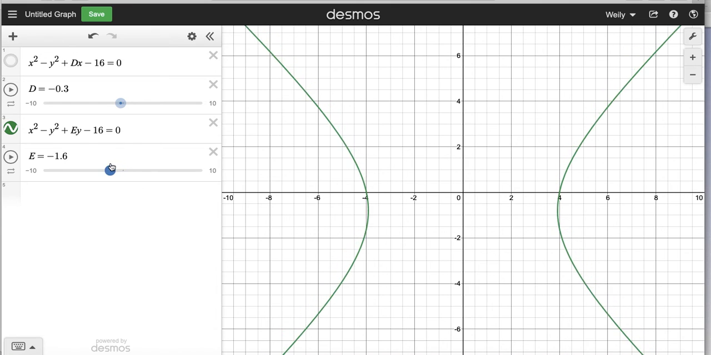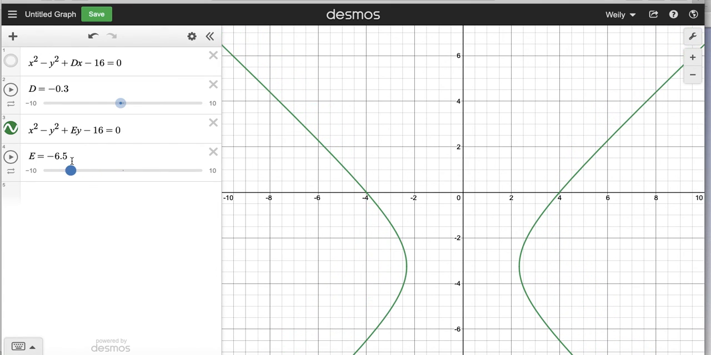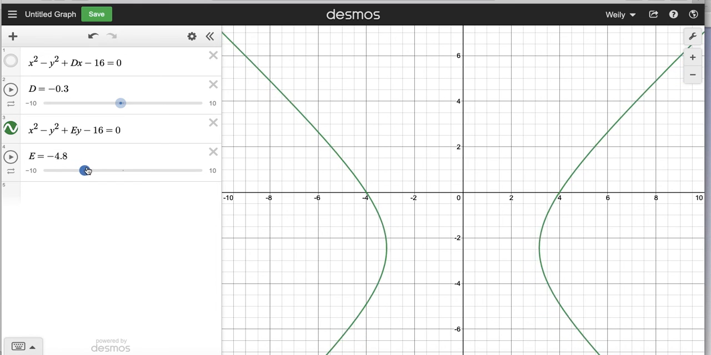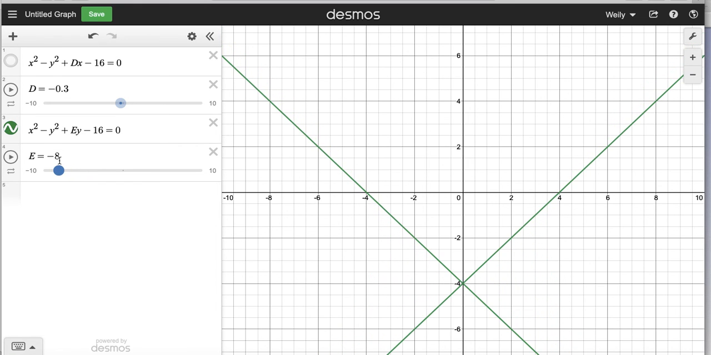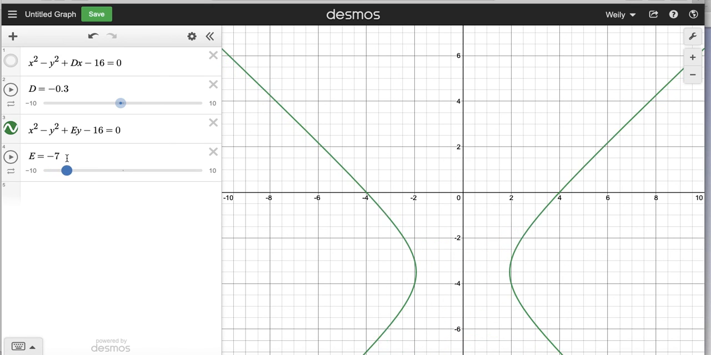And if we go to the negative, again, notice that it's vertically shifting as well. And as we go to certain values of e, it will change from trans x to trans y.